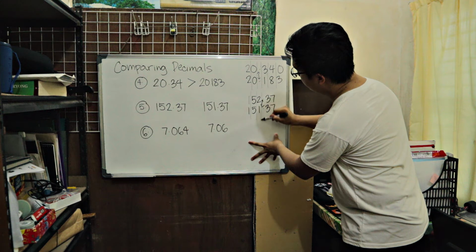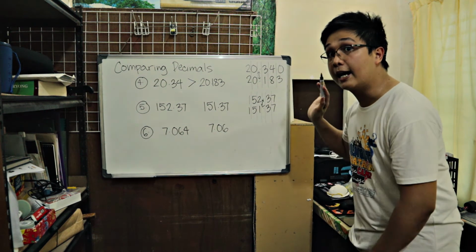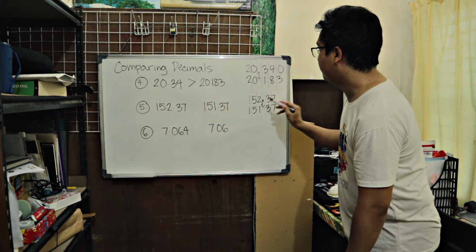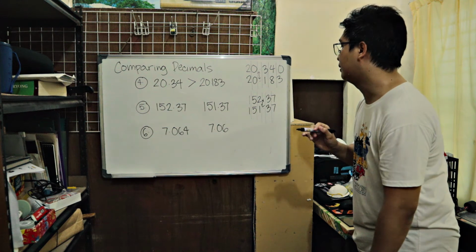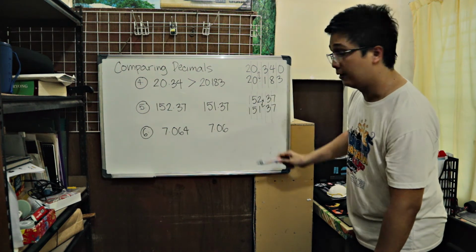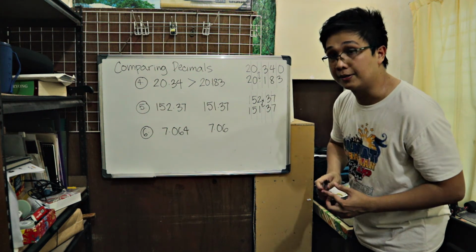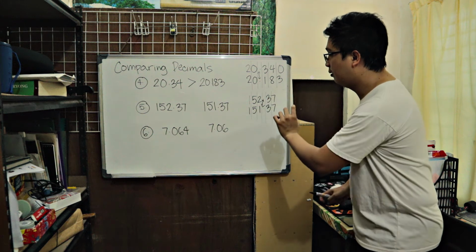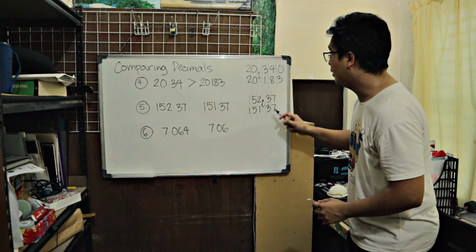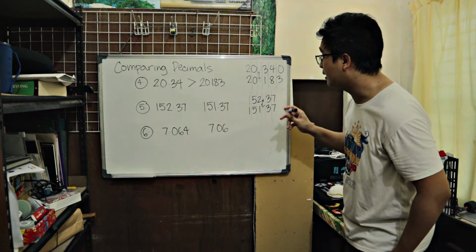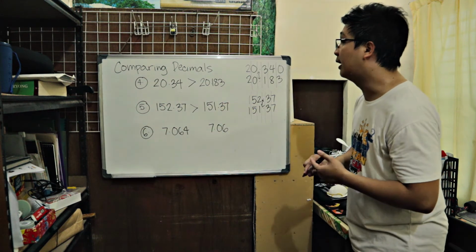So, tungaon tani sila like this. Sige, sugod kita permi sa pinaka-left. 152 and 37 hundredths, 151 and 37 hundredths. 1 kag 1 parehos, 5 kag 5 parehos, pero ari, 2 kag 1 indi parehos. So meaning, sin-o na mas dako, that is the 2. So meaning, 152 and 37 hundredths is actually greater than 151 and 37 hundredths.